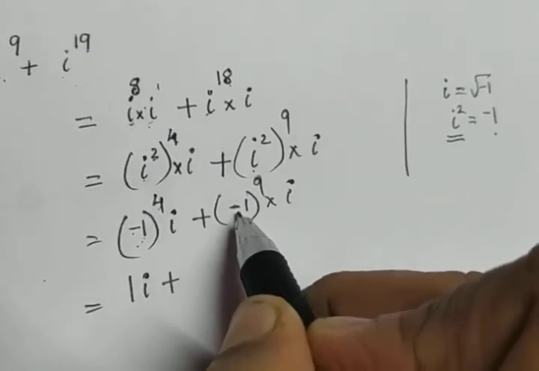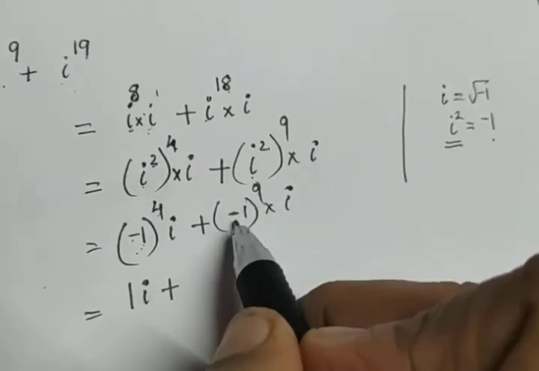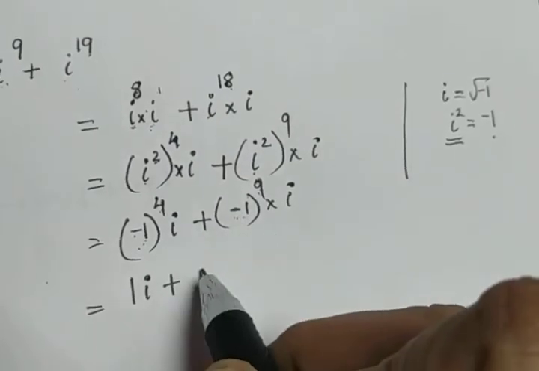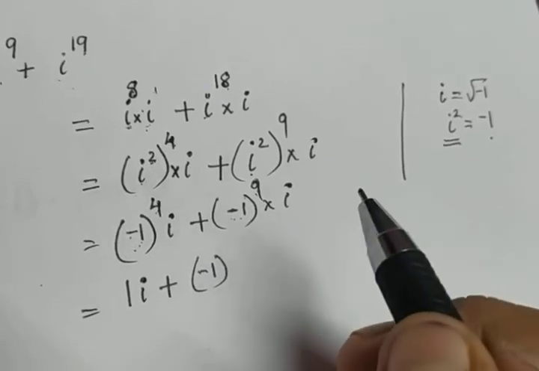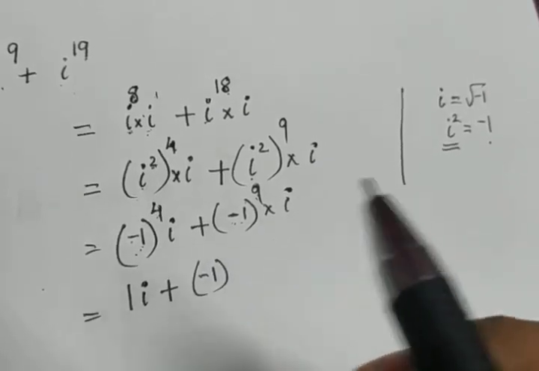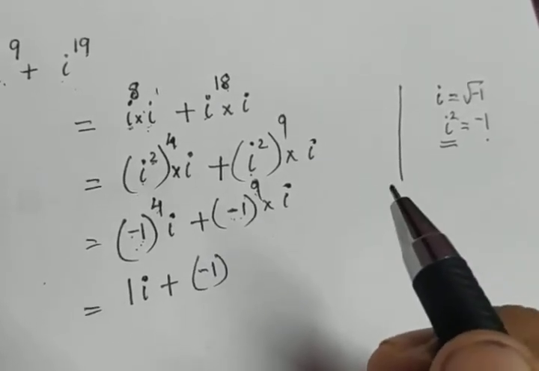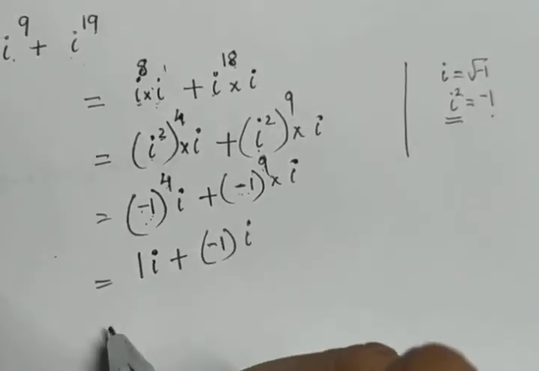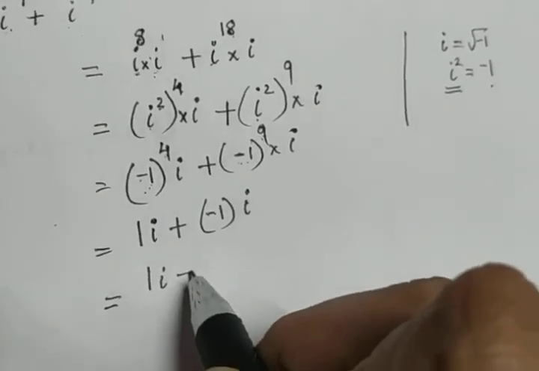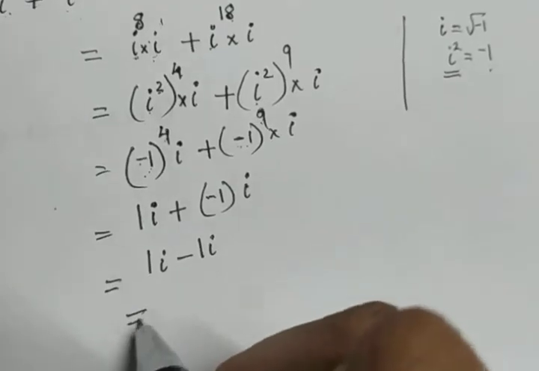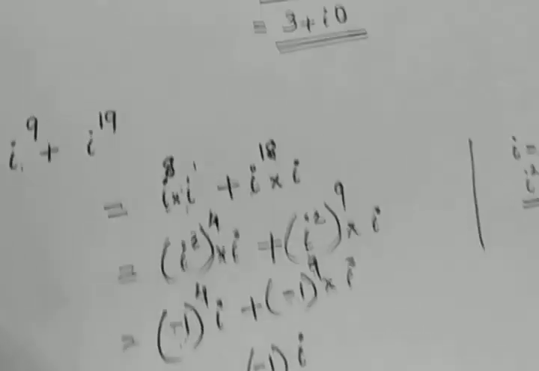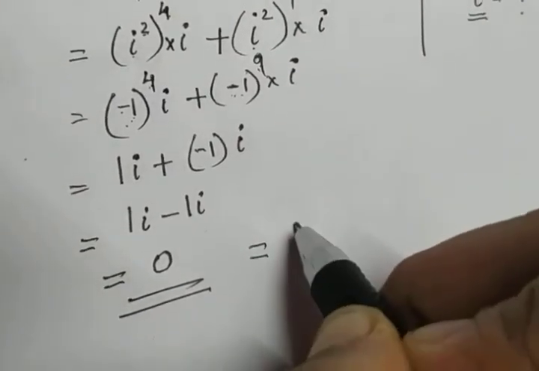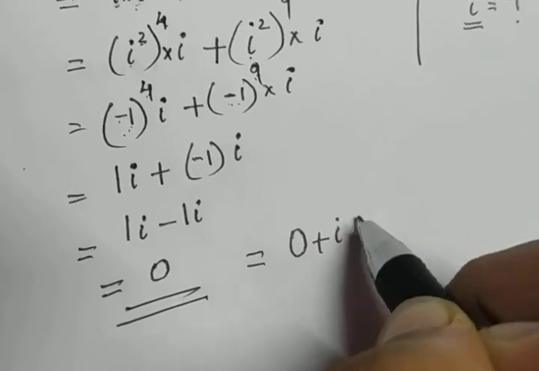And here for the second one, a negative number raised to an odd power will give you negative 1. Negative 1 raised to an even power will give you positive 1, and negative 1 raised to an odd power will give you negative 1 into i. Okay, so the term is 1i minus 1i. 1i minus 1i gives you the value 0. The value is 0, but the question is to express. So how can we express? We have to express it as 0 plus i into 0.